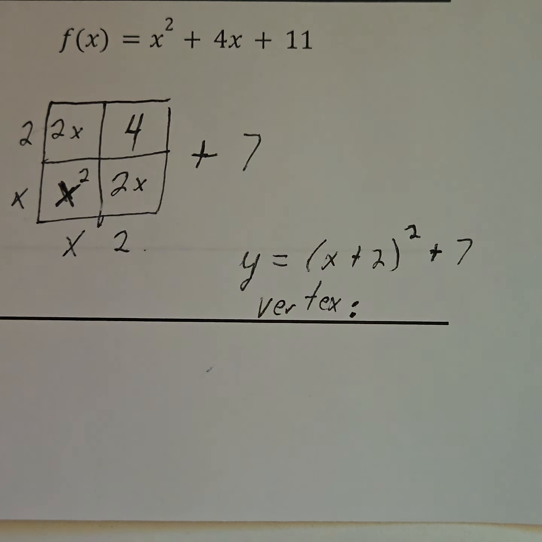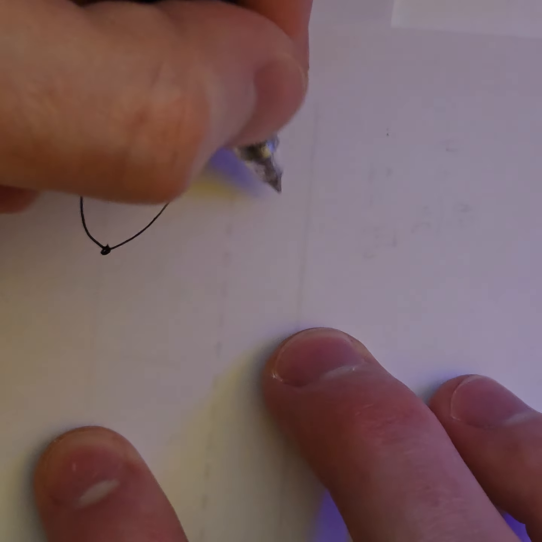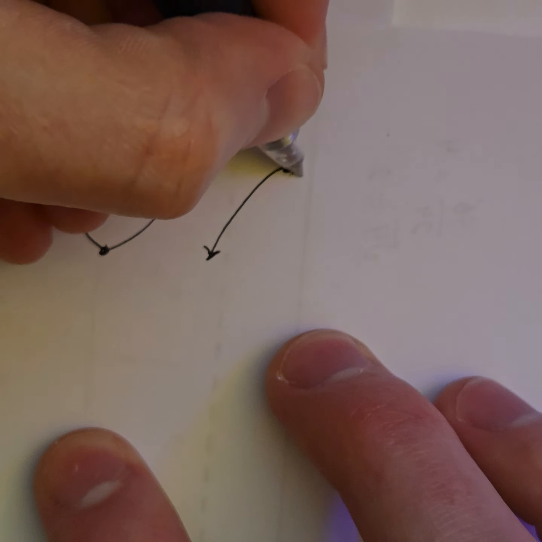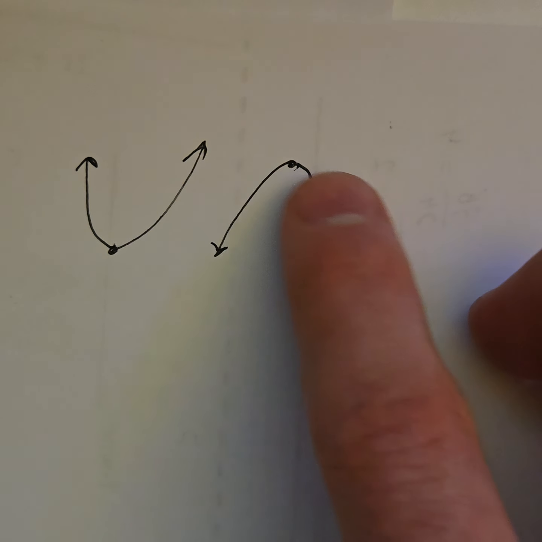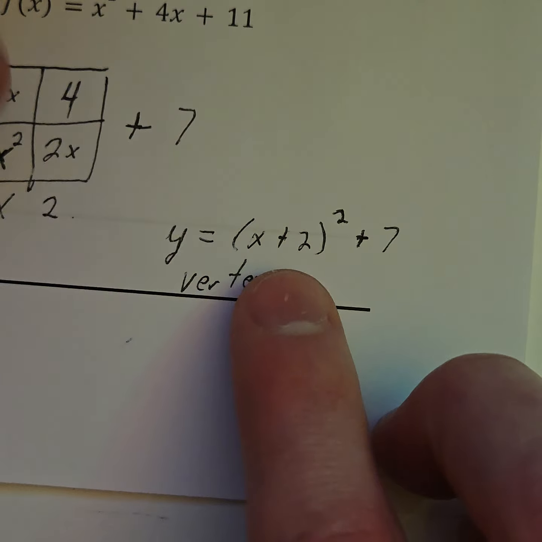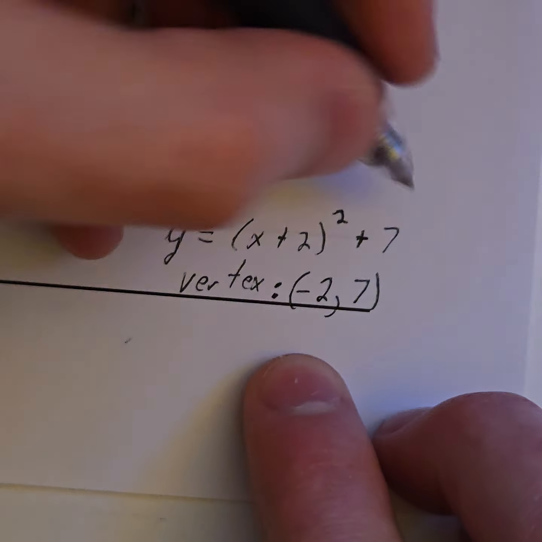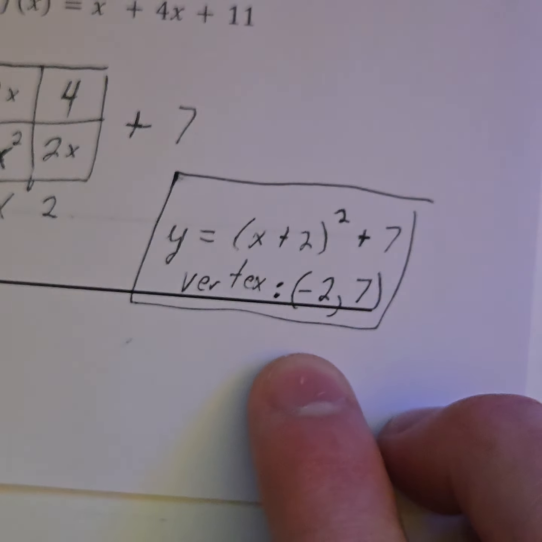And again, if you guys don't know what I'm talking about, hopefully you do. Our vertex is that point, that turning point on your parabola. That's the whole point of doing this. Okay, so those are your vertex. Our vertex here would be at -2 and +7. There's your vertex.